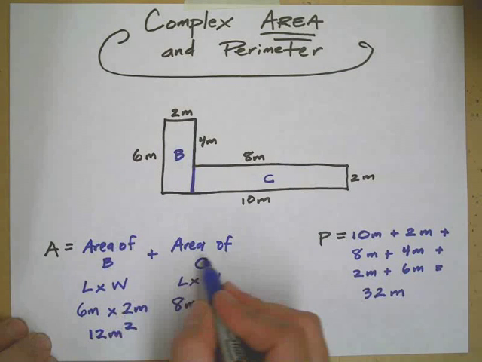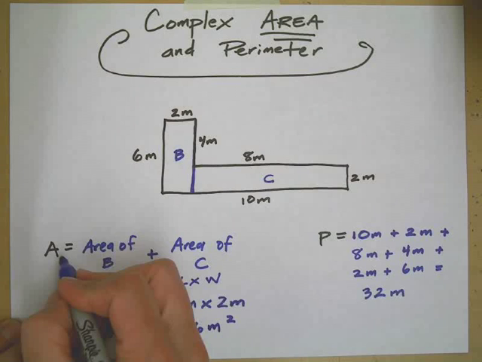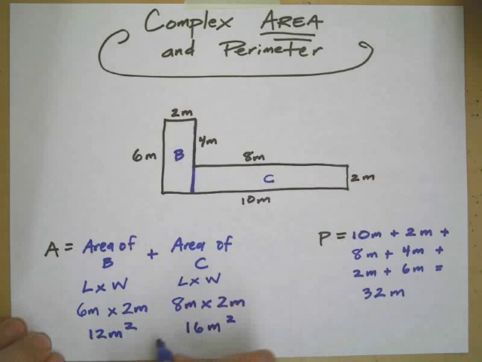Now, area of B plus area of C would be the area of the entire shape. All we need to do is add 12 and 16. That's 28 meters, and our units are squared.